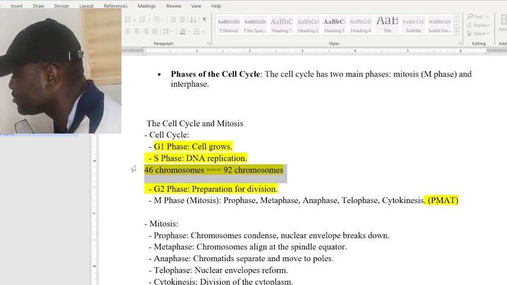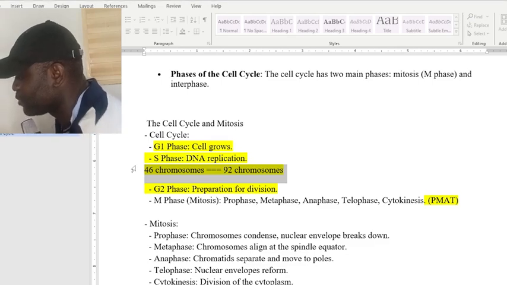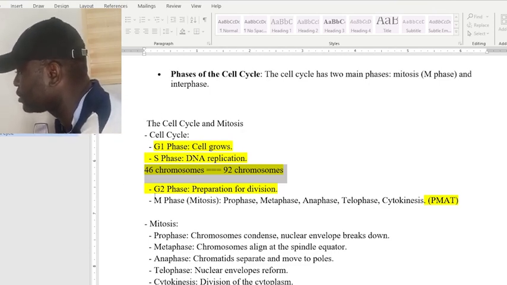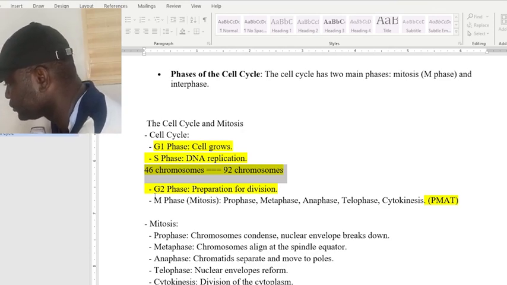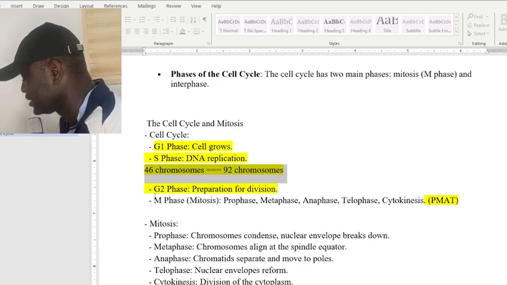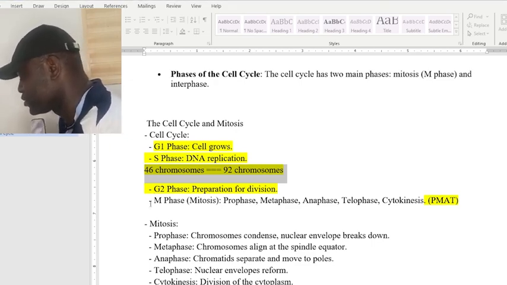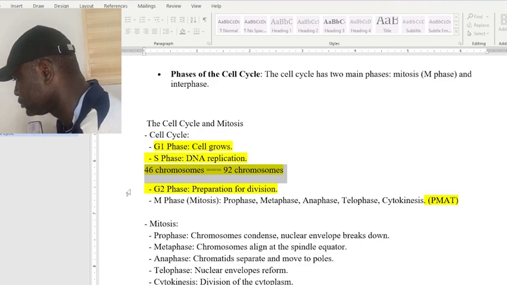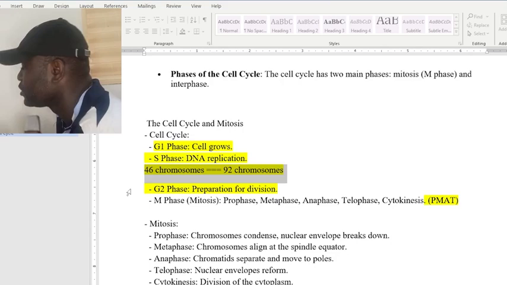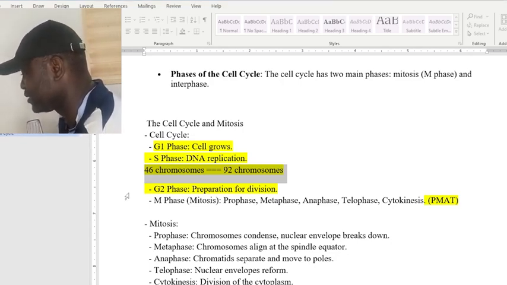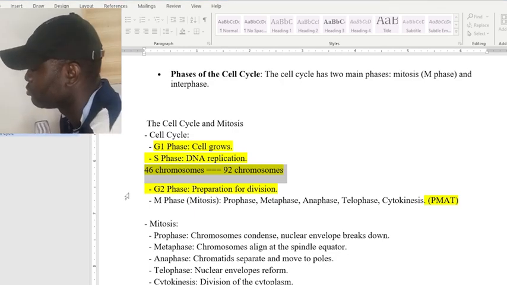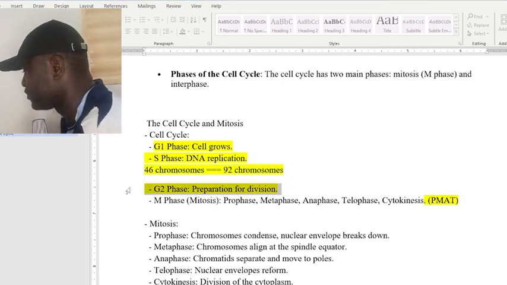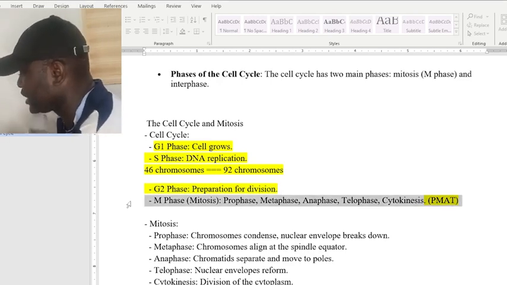Then after the DNA has replicated, this is what happens when the DNA replicates. Let me explain so that you get the full gist. In a normal cell, we have 46 chromosomes. So when the DNA replicates, the chromosomes will now be 92 chromosomes. This is what happens, 92 chromosomes.